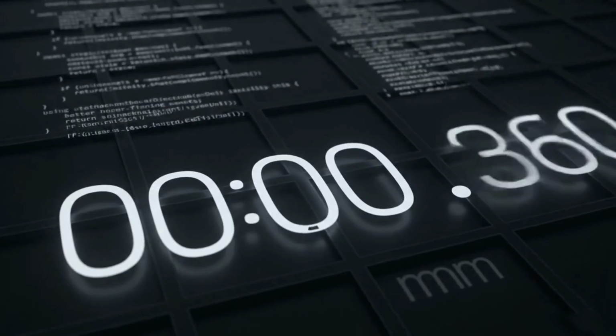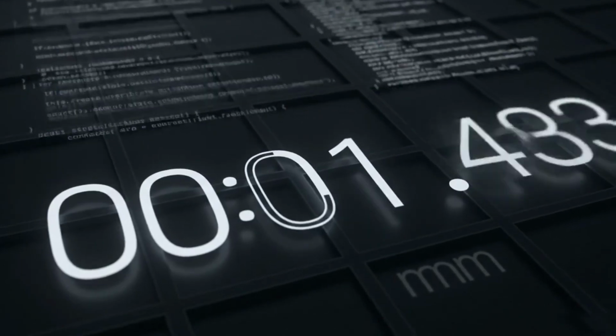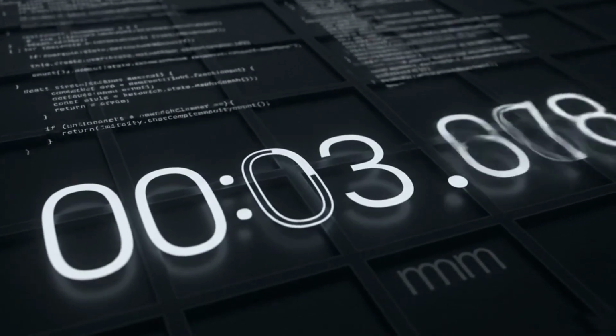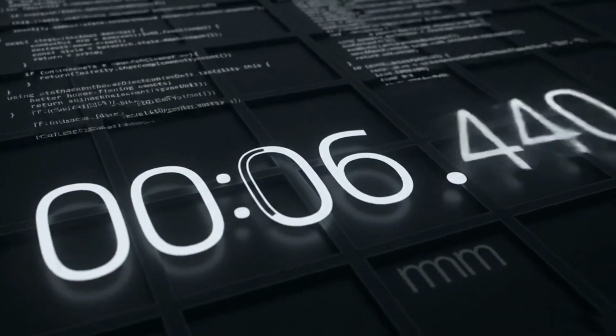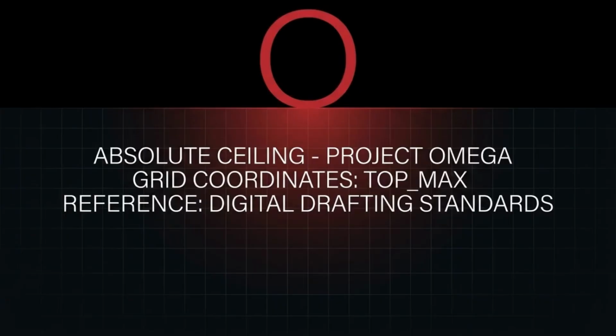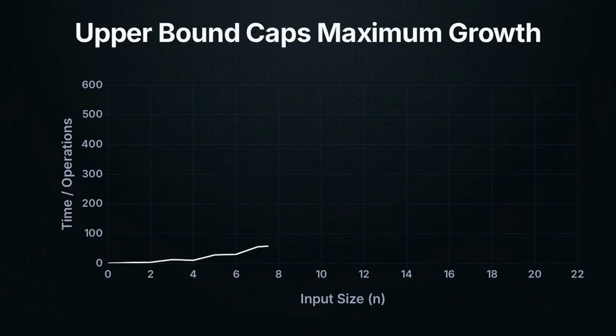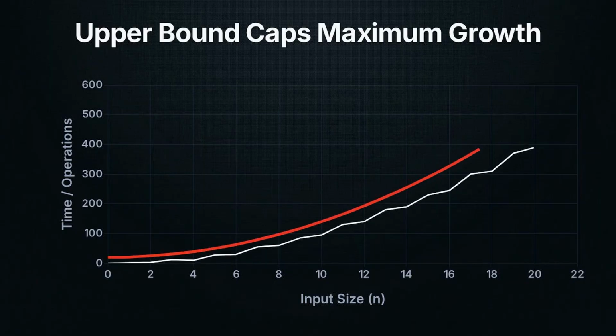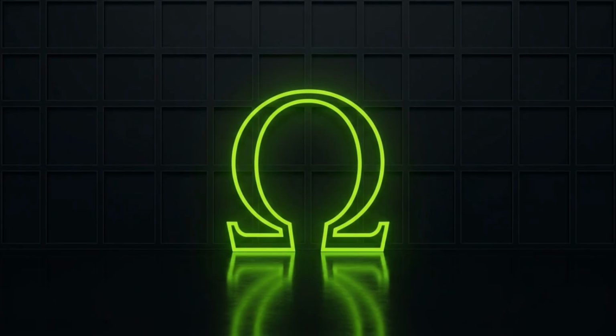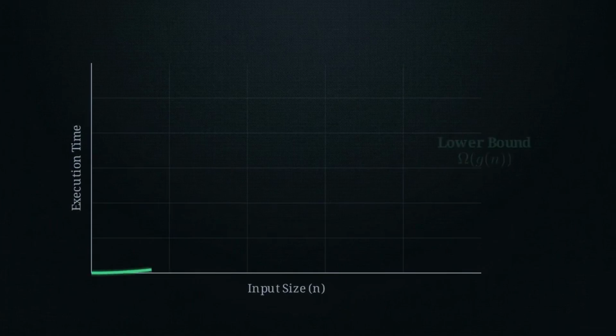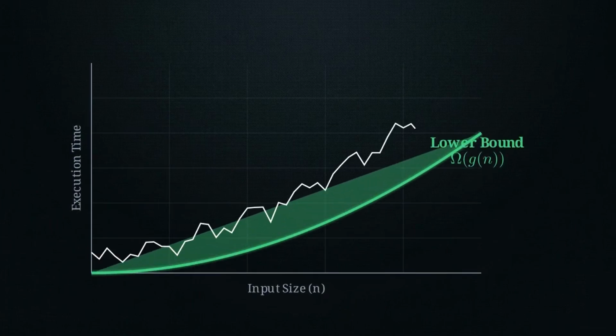In order to accurately measure the efficiency of an algorithm, we first have to clearly establish the absolute boundaries of its overall performance. Up to this point, we've relied on big O notation. That gives us our upper bound, the worst-case scenario, or the maximum possible growth rate. In the previous part, we've also defined omega notation. That provides the lower bound, showing us the best-case scenario, or the absolute minimum growth.